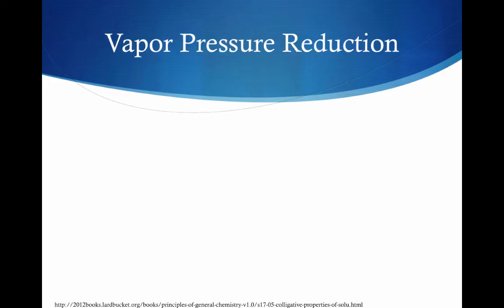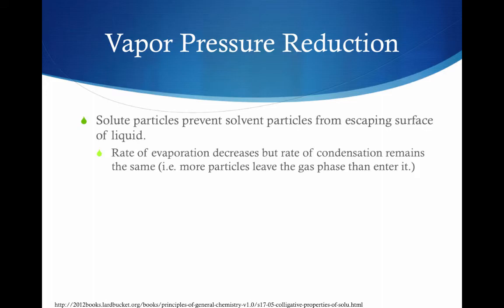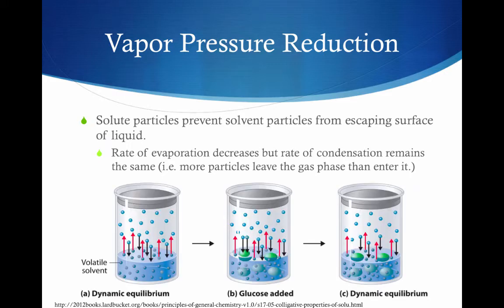Let's look first at vapor pressure reduction. Recall that vapor pressure is the pressure of the vapor above the liquid in a closed container. Substances that evaporate easily will have a high vapor pressure. When we add solute to a solvent, the solute particles will prevent particles from escaping the surface of the liquid. This will decrease the rate of evaporation.